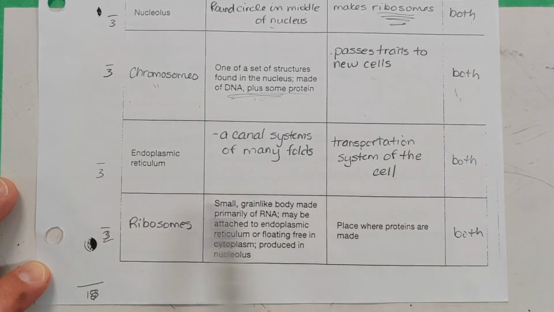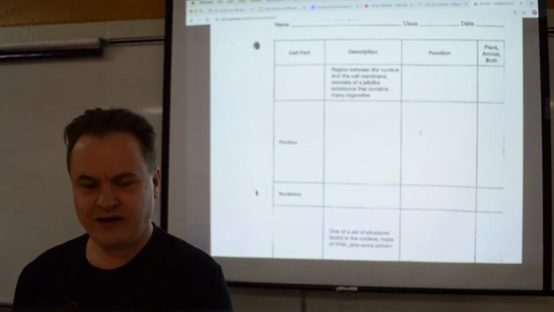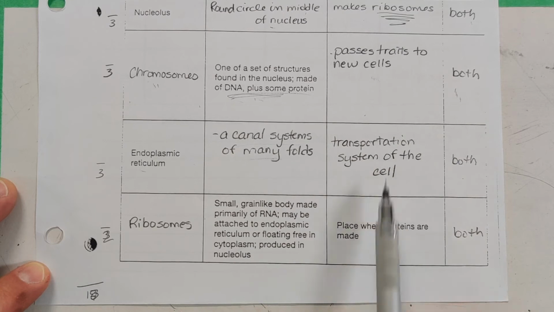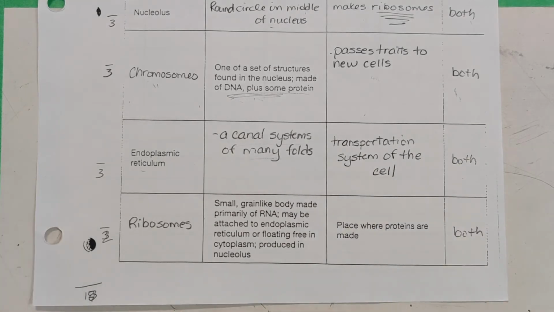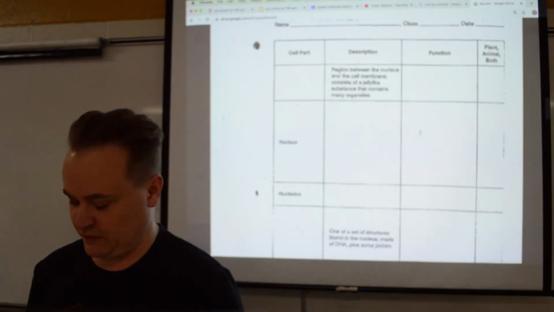It's found in both. Next up, the ER, a canal system of many folds. I love that description, by the way. It's the transportation system. It's found in both. Like I said, I'm going fast. If you're checking your work and you need to fix it, just pause it, folks.